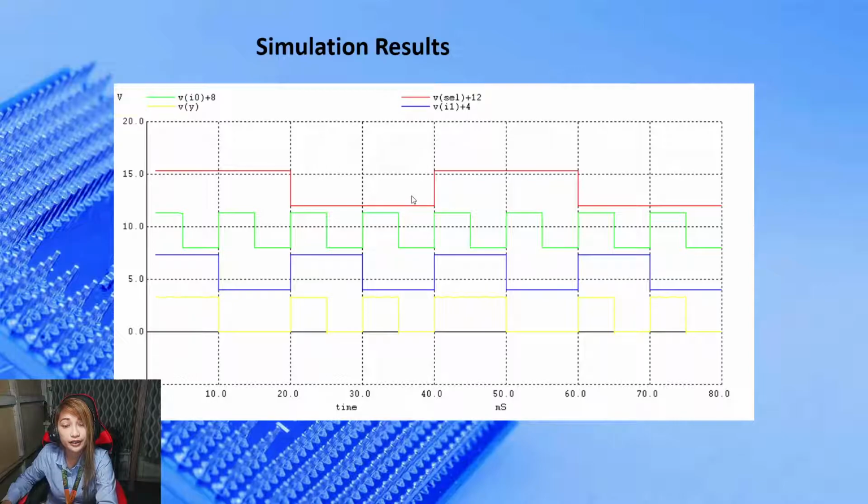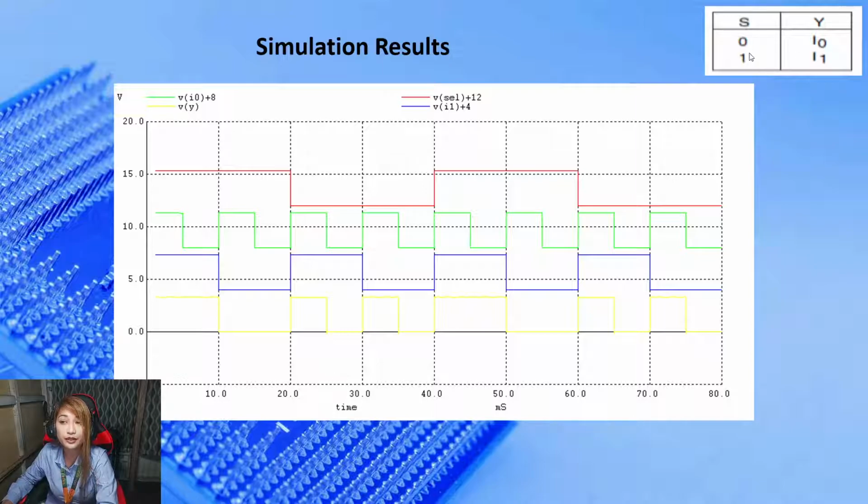The red one is our selector, the green one is the I sub 0, the blue one is the I1, and the yellow is the output. From our truth table, if the switch is 0, the output will be all the data input from our I sub 0. So if the switch is 0, or low, the output is all the data input from I sub 0. And if the switch is high, the output will be all the data input from I sub 1. So this is the output from I sub 1, output from I sub 0, output from I sub 1, and output from I sub 0.